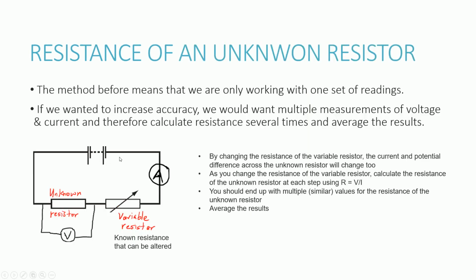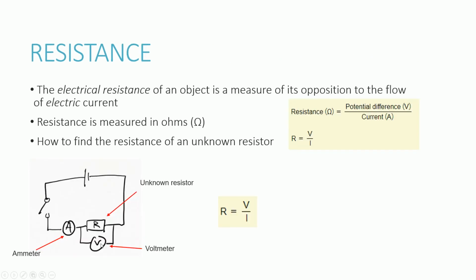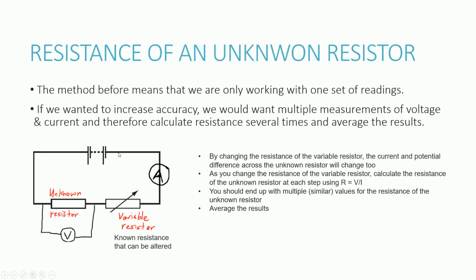Now, the method that we used before, we are only working with one set of readings. We just connect everything up and we get one result for what the voltage might be and one result for what the current might be. We divide those together and we get the resistance. But there might be a better way to do this, right? If we wanted a more accurate set of results, we would ideally want multiple measurements and then divide all of them, or average the results to give us the most reliable, true resistance of the unknown resistor.